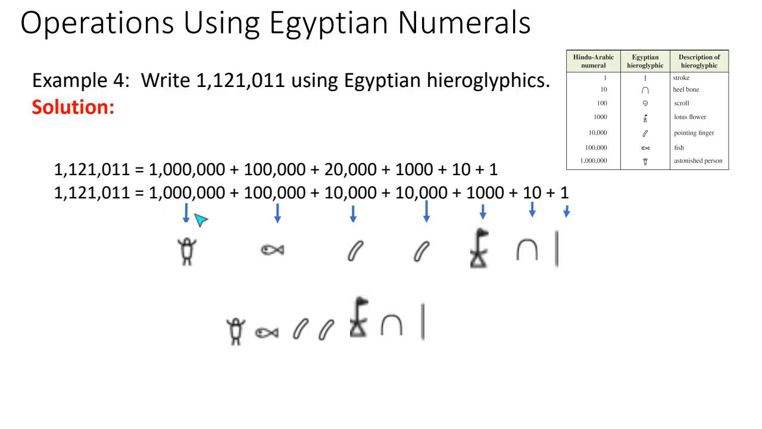So 1 million is represented with the astonished person. 100,000 is represented with a fish. 10,000 is a pointing finger, and then we have another pointing finger. And then 1,000 is the flower, and then we have the heel bone and a 1, which is a stroke. And so our final answer would be this bottom part that I have.